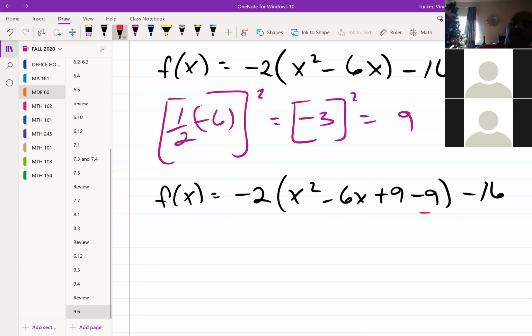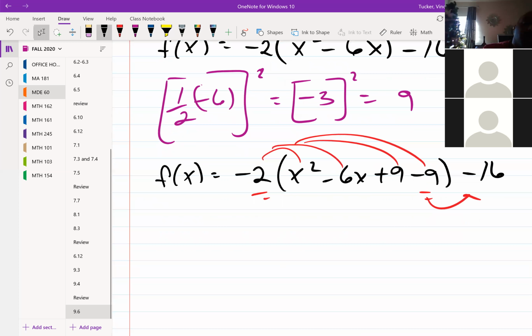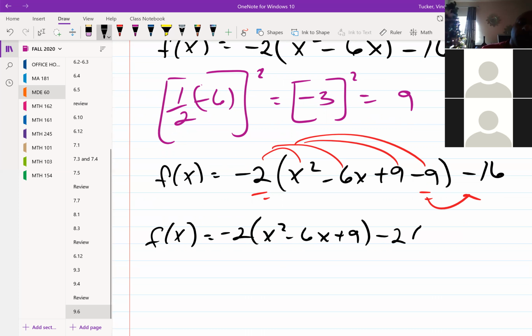Now we want to get this negative 9 and bring it outside of the parentheses. But we have to remember that that negative 2 is supposed to hit each term that's in there. So we can't ignore the negative 2 that's sitting on the outside of that parentheses. So when I pull the negative 9 out, it needs to be multiplied by that negative 2. So in other words, it'll look something like this. So it's actually going to be a positive 18 sitting there.